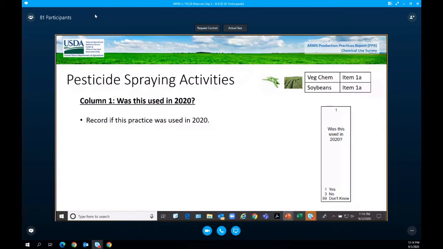So in column 1, we're basically just asking about whether or not the practice was used in 2020. This should be fairly cut and dry. You're either going to code this yes or no. There may be some small percentage of farmers that don't know, and it's okay for them to respond that way, and you should code it that way if they can't answer the question.